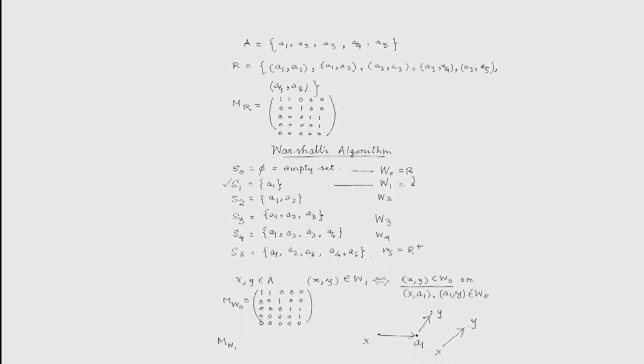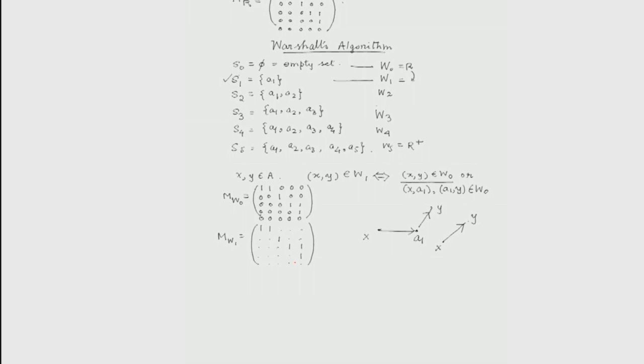And then when I am constructing the matrix corresponding to W1, I will put 1 at all the places where there is 1 in MW0. So, I will put 1 in these two places and these are undecided. These are undecided, but of course, these are 1s. And then here we will get 1 over here, and in the last one I will write like this.